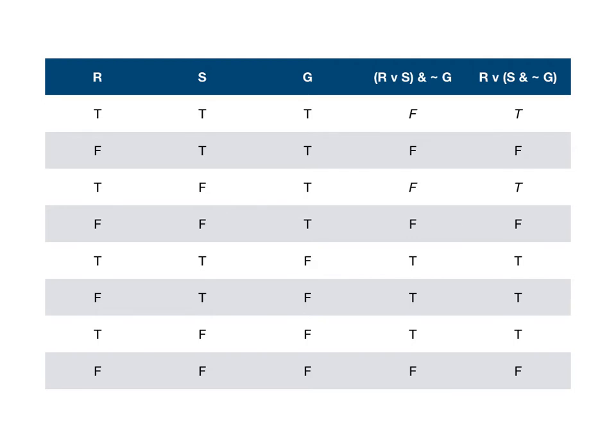They are not logically equivalent because look at lines 1 and 3. On lines 1 and 3, R or S inside parentheses and not G is false, while the other one, R or S and not G, is true. Statements have different truth values. On some lines, they're not logically equivalent. They don't mean the same thing, right? Because you group these differently, you're going to get different things.